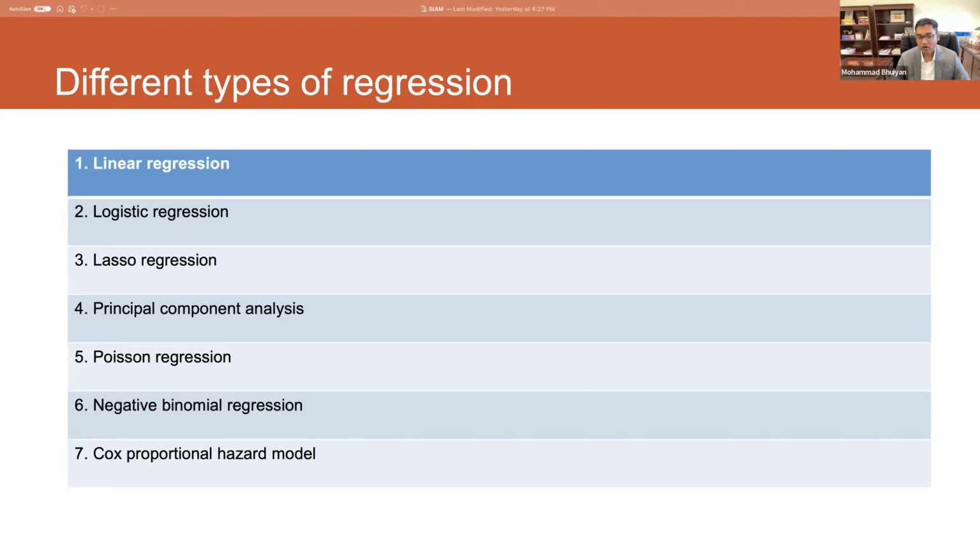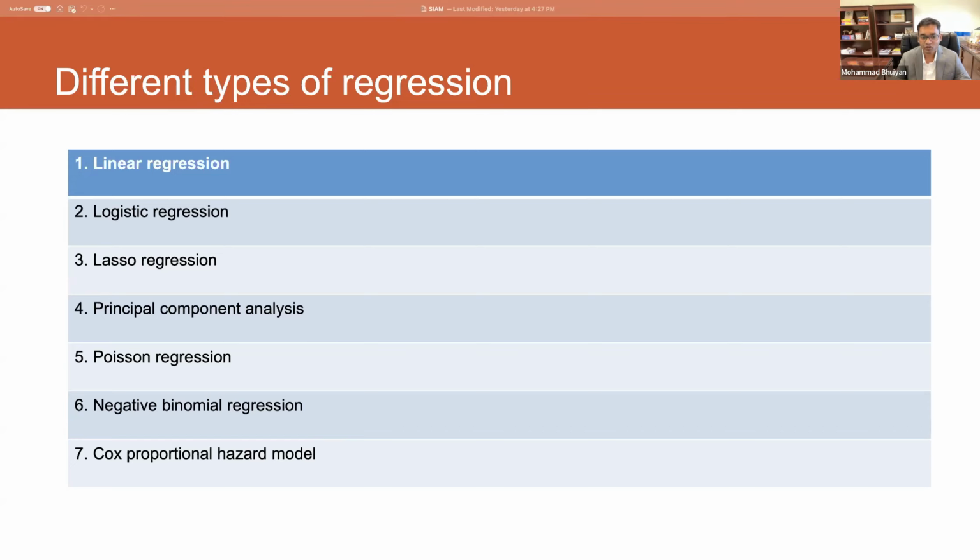The last one is called the Cox proportional hazard model. This is a very important model for survival analysis. Suppose you follow a cancer patient for 5 years. Within those 5 years, a lot of patients will recover and a lot will die. We want to see whether a specific drug has an effect on their survival or not. If you want to do that, then we have to use the Cox proportional hazard model.